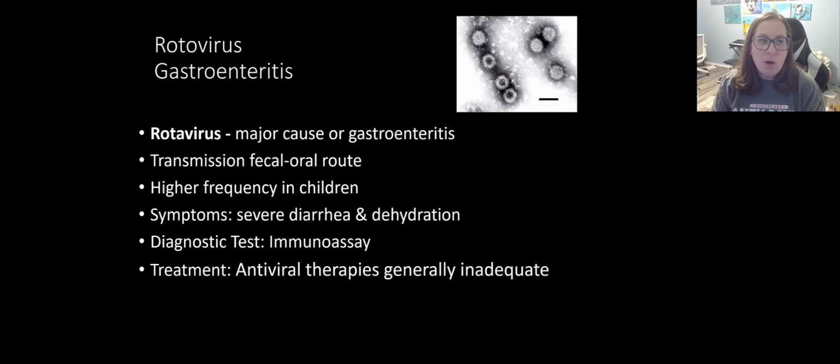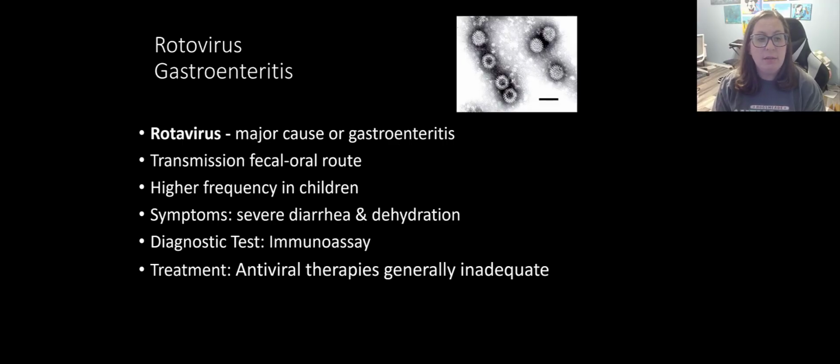The next one is the rotavirus. Rotavirus causes gastroenteritis or inflammation of the stomach and intestines. We see that it is the major cause of gastroenteritis. It's the main cause. Transmission is normally due to the fecal-oral route. We see this is in a lot higher frequency in children, and it does cause severe diarrhea and dehydration.